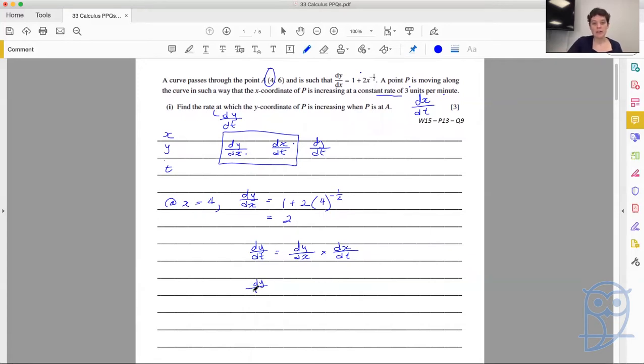So dy/dt equals dy/dx at A, which is 2, times dx/dt, which we're given as 3. So dy/dt at A equals 6, and our units would be the same as for dx/dt: 6 units per minute. So it was a slightly different chain rule in that they gave us the dy/dx and then we worked from there.